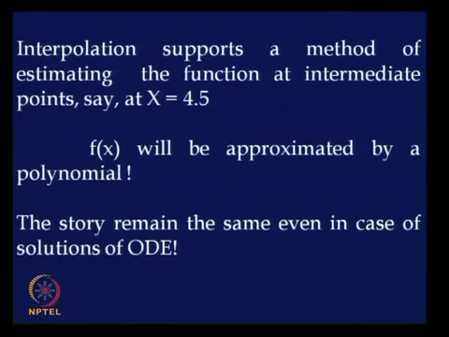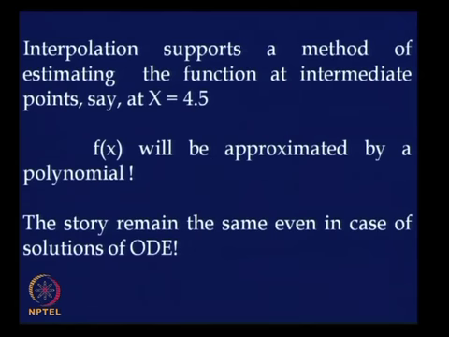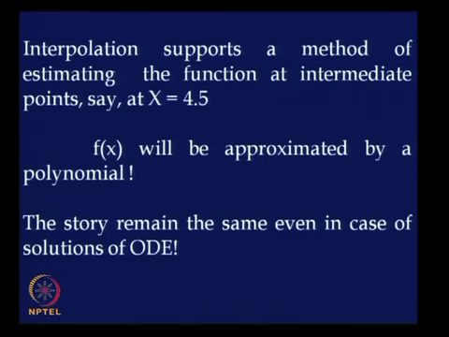So, the aim of interpolation is to approximate. Interpolation is a method of estimating the function at intermediate points. So, f of x will be approximated by a polynomial. Once you get an approximate polynomial, you can get the function value at any point. The given data points have been approximated by a suitable polynomial. Then wherever you want, we substitute the corresponding value and get the approximate function value at that point.